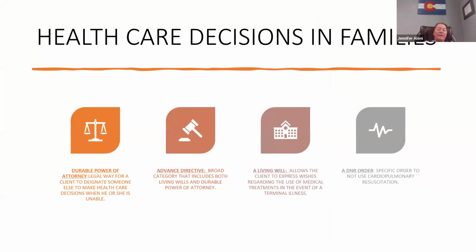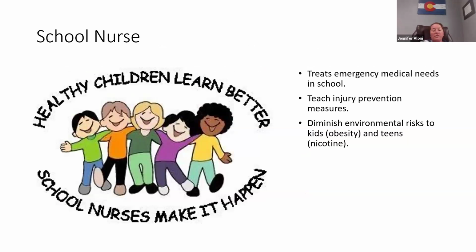Healthcare decisions and families. I want you to know about these 4 different things. You have durable power of attorney, which is the way a client designates someone to make healthcare decisions. Advanced directive, which is going to be living will and durable power of attorney. So they both are considered that. Living will allows the client to express wishes regarding the use of medical treatment. And a DNR, we know what that is. Do not resuscitate.